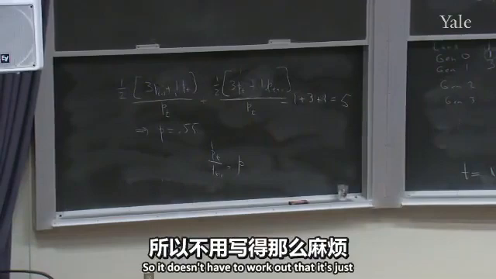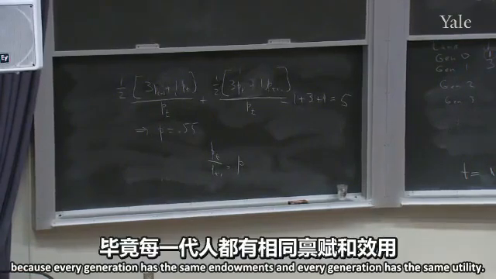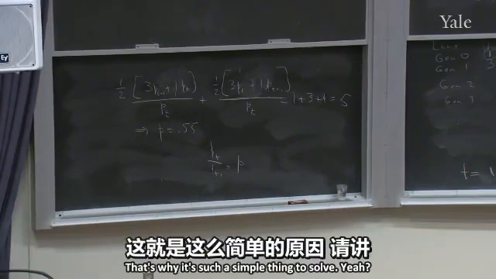It works out because every generation has the same endowments and every generation has the same utility. That's why it's such a simple thing to solve.